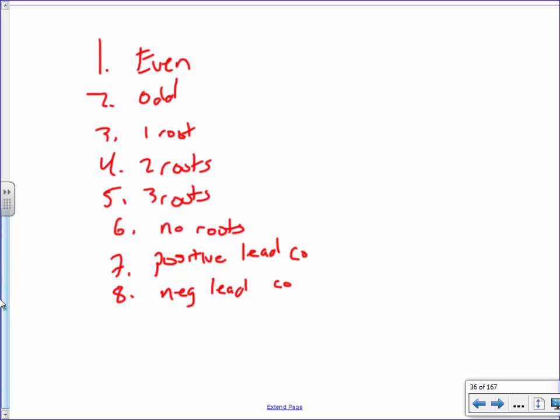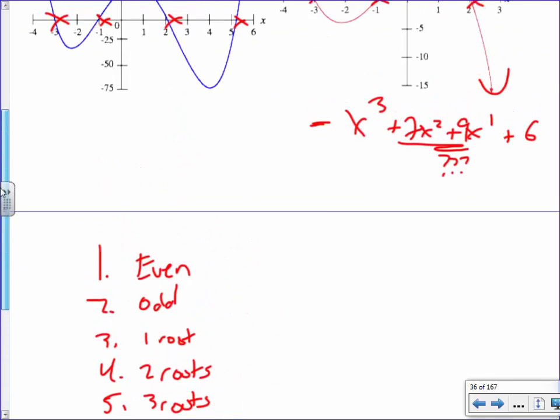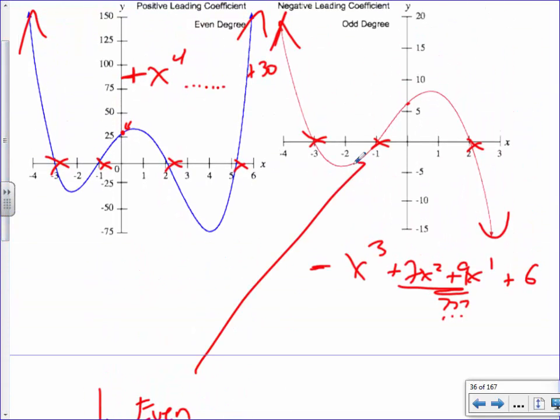Okay, so here's what they might do. They might give you a whole list of properties. And then it's numeric response. They might give you a picture of a graph, or they might just give you an equation and they say, which of these properties fits this equation? So like, for example, this graph we just did right up here.